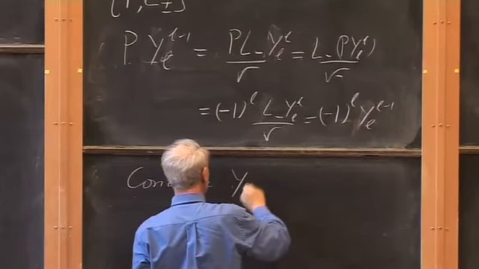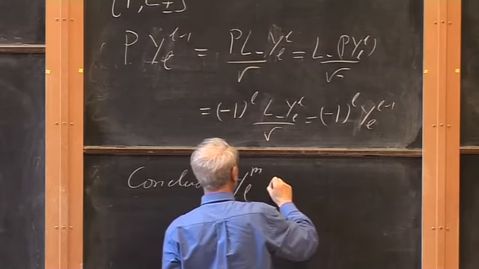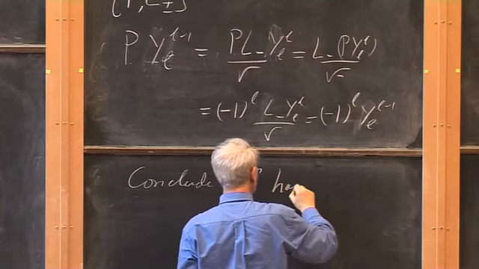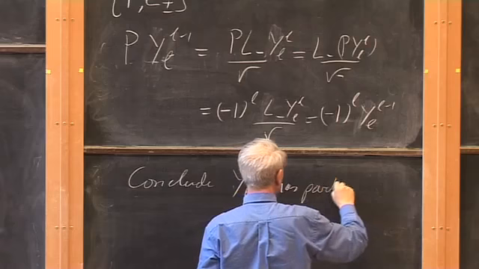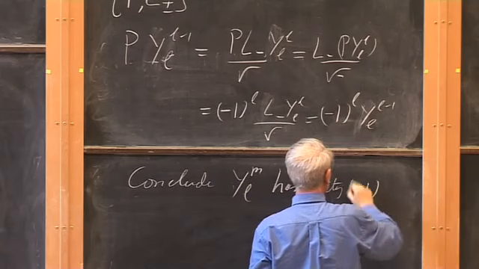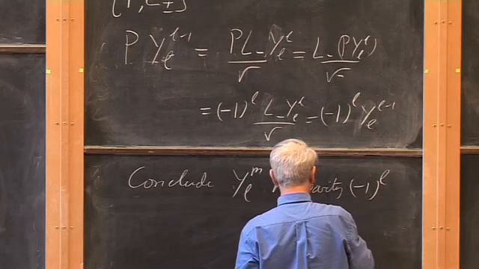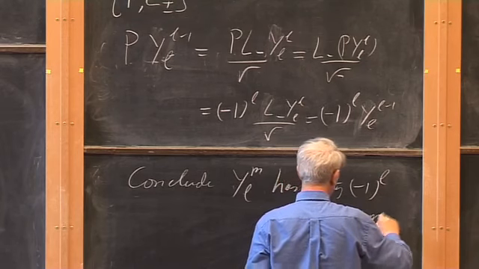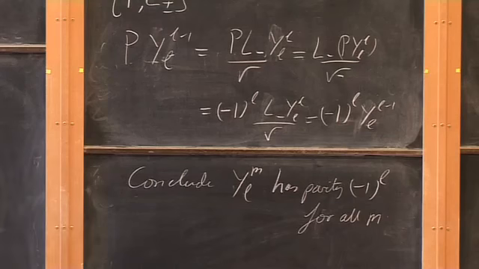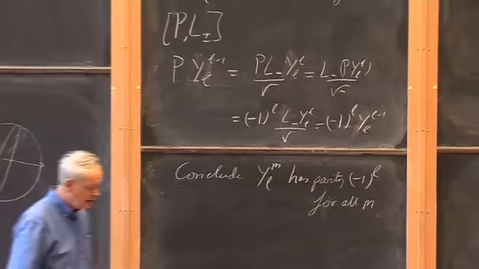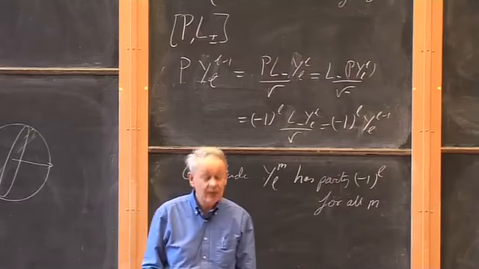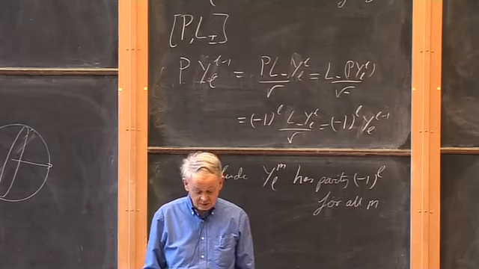So we conclude that Y_LM has parity (-1)^L for all M. This is a very important fact because it enables you to set to 0 all sorts of integrals which would otherwise be very tiresome to work out.